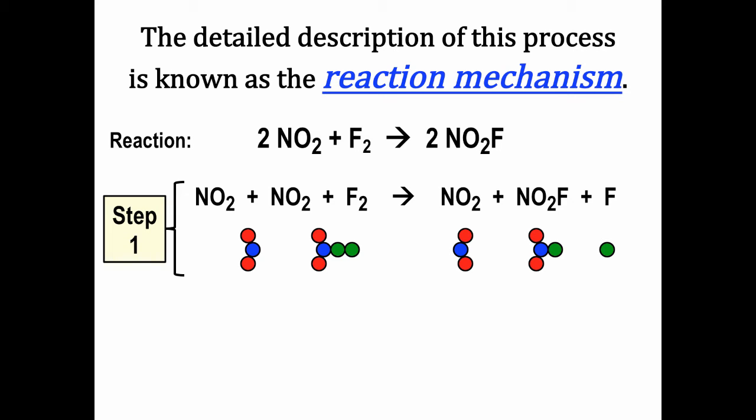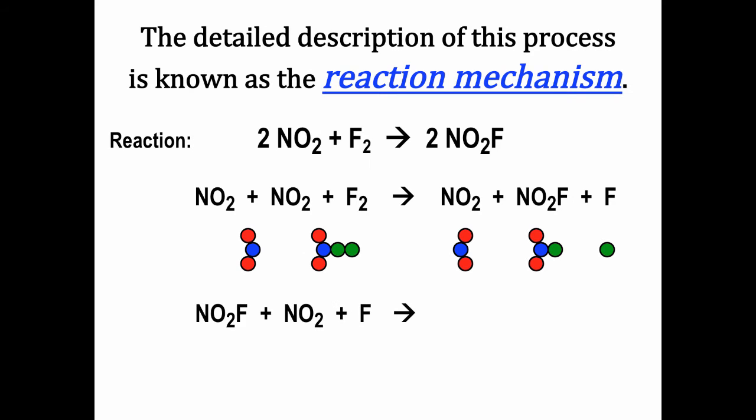It's the first thing that happens. NO2 and F2 bump into each other, and one of the F's sticks to the NO2 and the other F is left by itself, so to speak. Now what happens next is, what we have at the end of the first step is NO2, NO2F, and F. Now the F by itself is very reactive, and so as soon as it finds an NO2 to bump into, they basically just stick together and bond. The N bonds to the F, and we've now created a second NO2F.